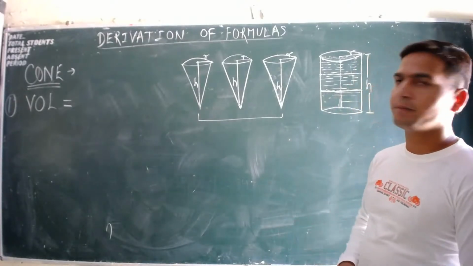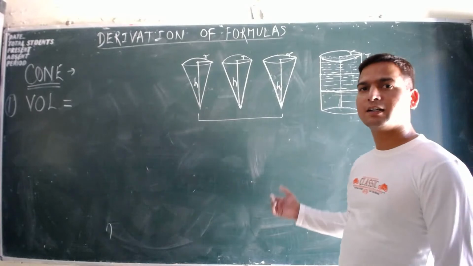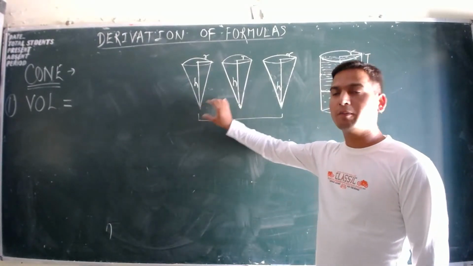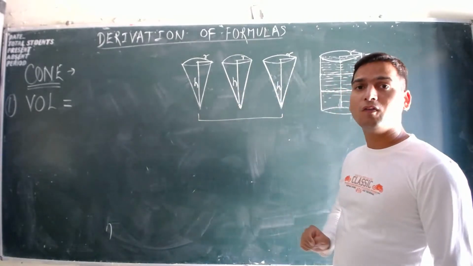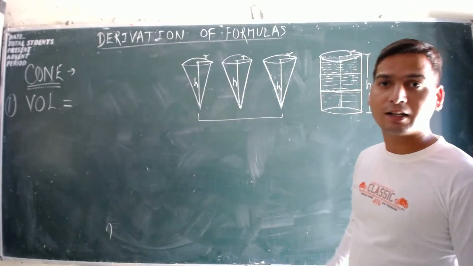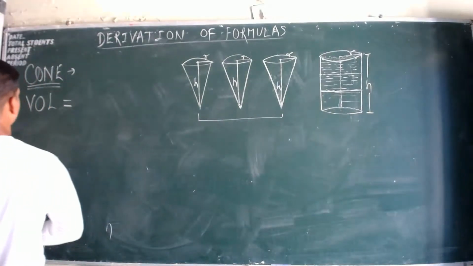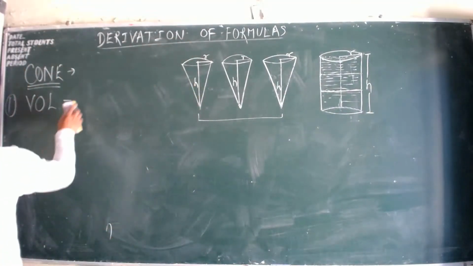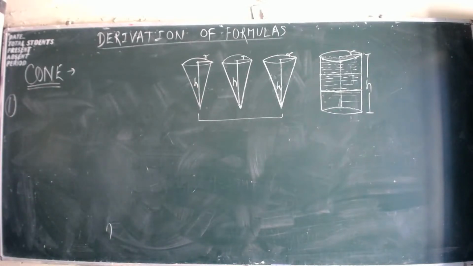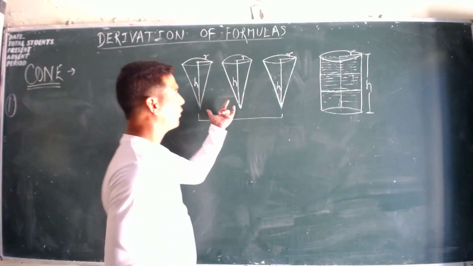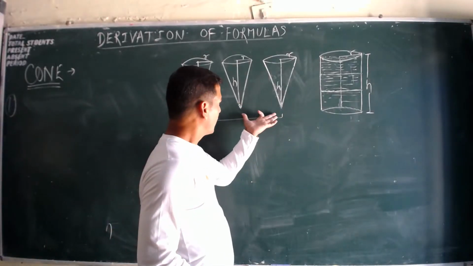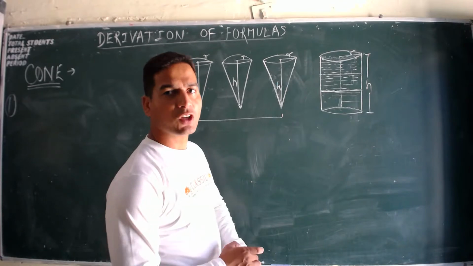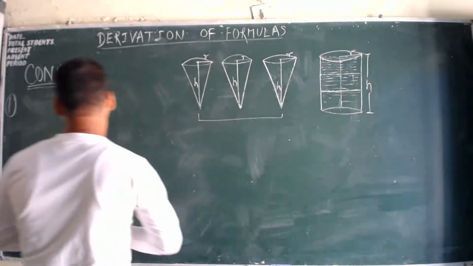So what does this mean? What is the conclusion we get here? The volume of these three cones will be equal to the volume of a cylinder. Clear? So, for finding the volume of a cone, through an activity we will get that the volume of these three equal cones will be equal to the volume of its equivalent cylinder.